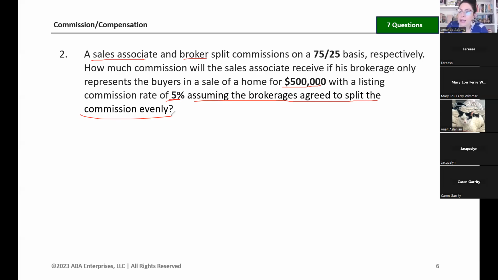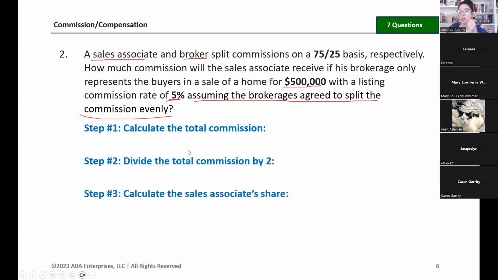What are we looking at? All right. So again, we want to calculate the total commission. We want to divide the total commission by 2 because we have 2 different companies in this transaction. One company is representing the buyer, one company is representing the seller. So we have to divide it by 2. And then for that sales associate representing the buyers, how much is that sales associate going to receive?